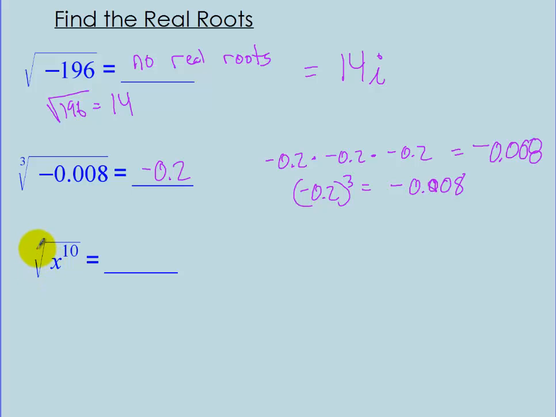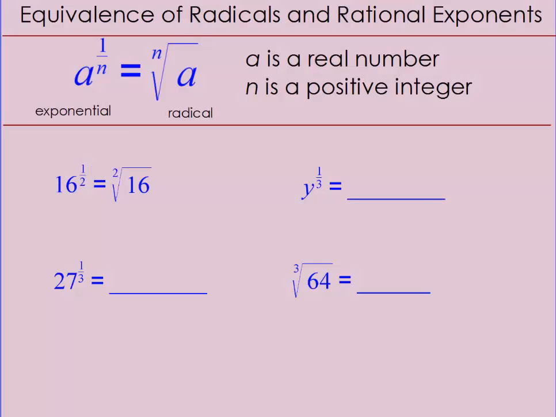This one is the square root of x to the 10th power. Just a reminder, when you have variables and you're taking the square root, you just divide the exponent by the index. So the square root of x to the 10th power would be x to the 5th power, half of the exponent. All right, let's talk about equivalent radicals and rational exponents. We're going to be converting between exponential form and radical form.